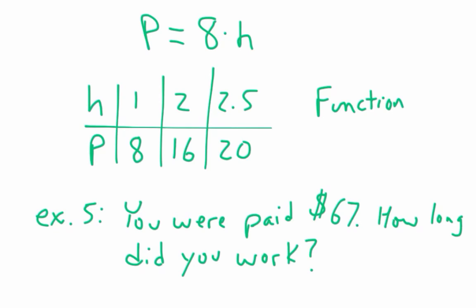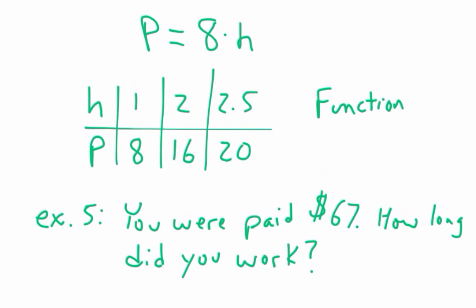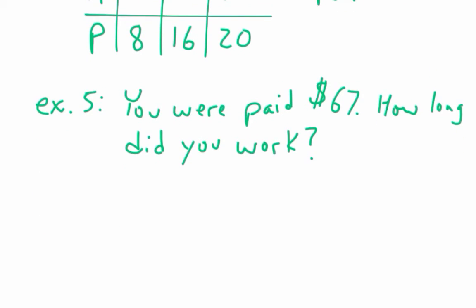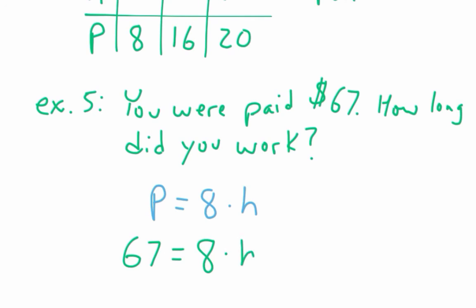And you could go through and you could say, okay, 67, 8 times what is close to 67, and try to do all kinds of working in your head. But I think it's going to be easiest if you just start with this thing right here. If you start with a rule, if you start with the equation. If we have P equals 8 times H, where do we put the 67? Is 67 the P value or the H value? It's the P. It's how much you got paid. So 67 equals 8 times H.